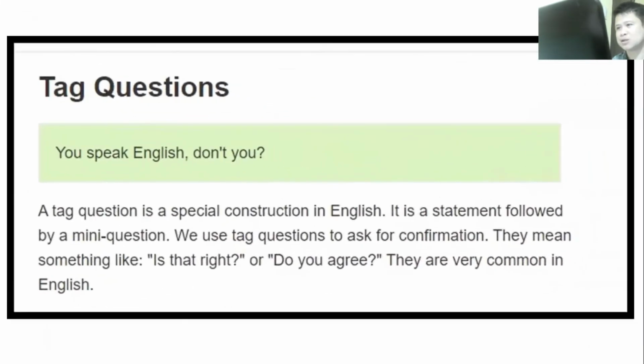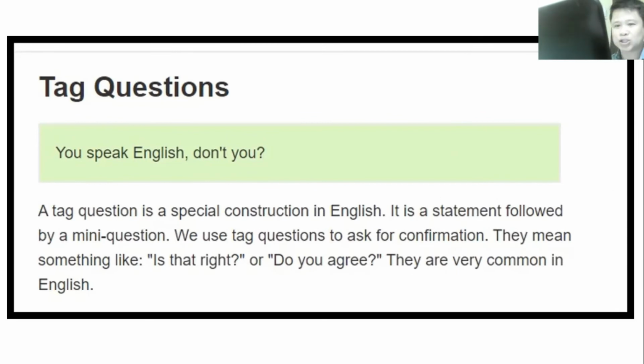Tag questions. You speak English, don't you? So you speak is in the positive, so the tag question should be in the negative, don't you? Let's reverse. You don't speak English, do you? So you don't speak English is negative, so the tag question should be in the positive, do you? You don't speak English, do you?